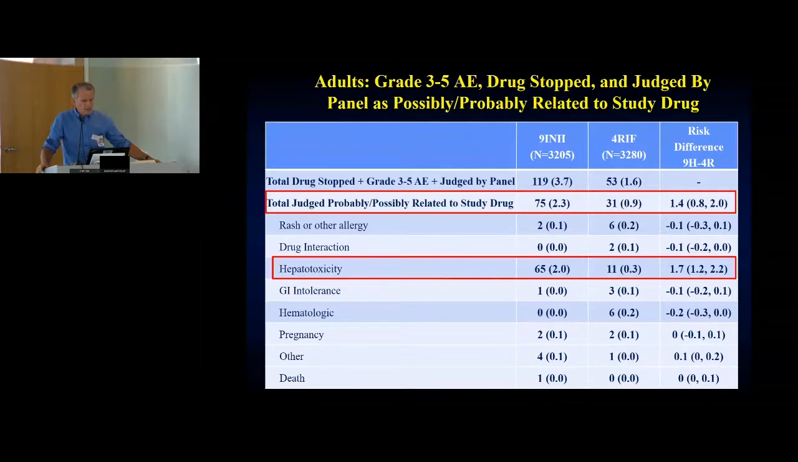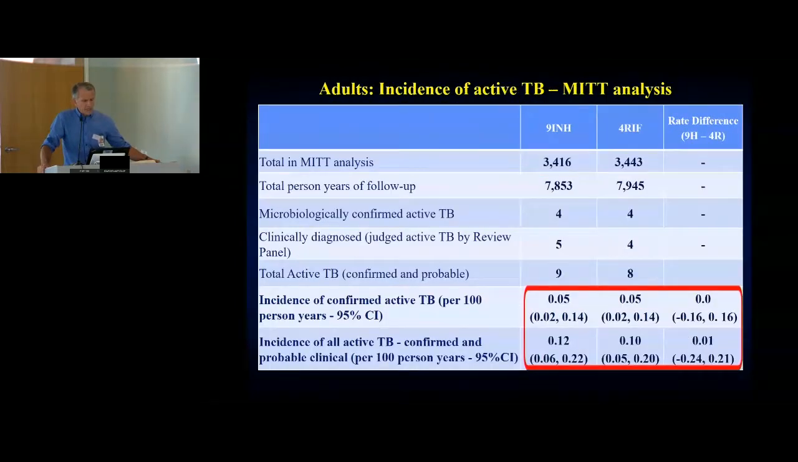In terms of active TB, identical rates of active TB in adults, actually lower rate of active TB in the kids. So the conclusion for RIF was significantly safer, particularly in terms of hepatotoxicity, significantly better completion. I didn't show that in adults and kids, and certainly non-inferior. We conclude non-inferiority for 4RIF in terms of TB prevention in adults and kids.